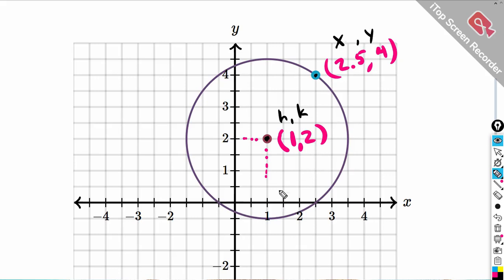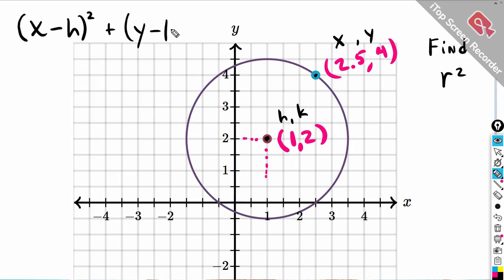So we need to plug both of these into the equation and find r squared. We're going to do that by plugging these in. So the standard equation for the circle, (x minus h) squared plus (y minus k) squared equals r squared. So we have to plug in both points.